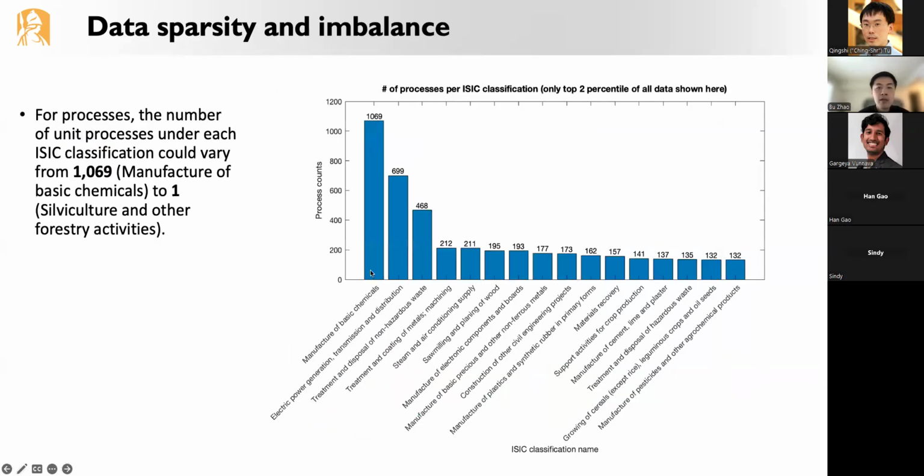Besides, for the different processes, the number of unit processes under each ISIC classification could also vary significantly. Here we see the number of unit processes under each ISIC classification could vary from around 1,000 processes to a single process. So this sparsity and imbalance issue can lead to biased prediction and poor model performance for those minority classes.